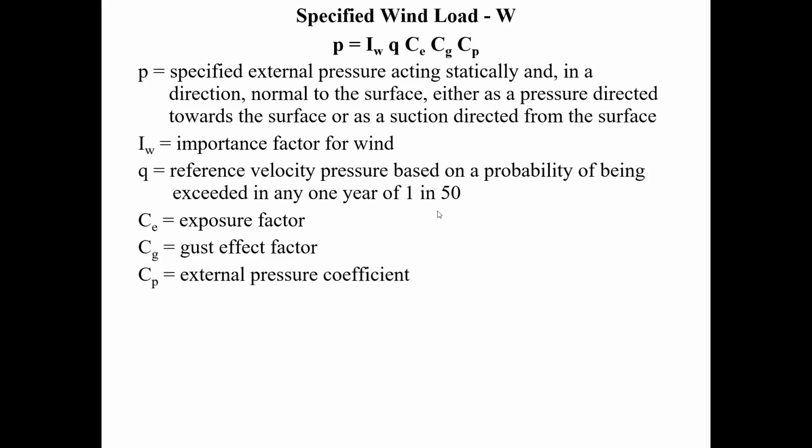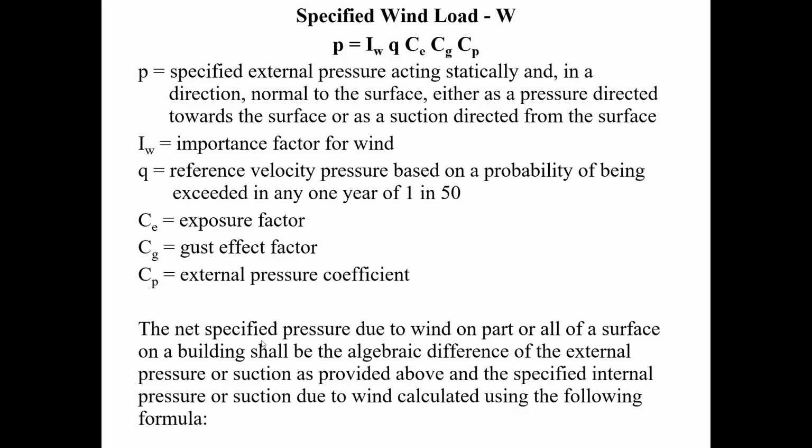So the net specified pressure due to wind acting on all surfaces of a building shall be the algebraic difference. And that's where they make the difference, because one is going to be positive and the other negative, but the vectors are acting in the same direction. So you basically have to sum them up.